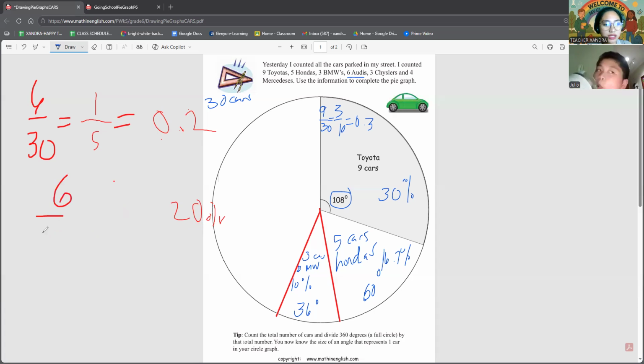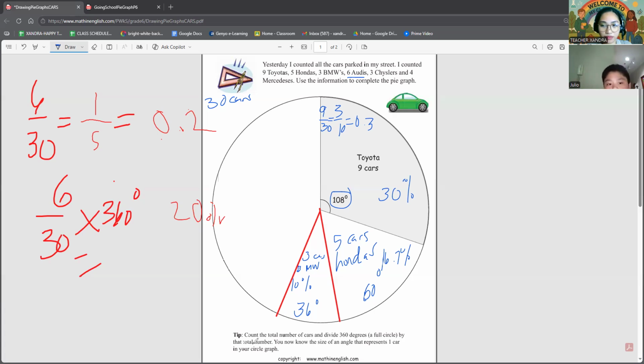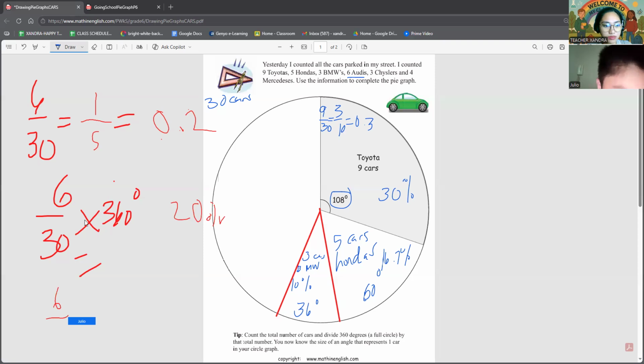Now, if you divide 6 over 30 times 360 degrees, what do you get? How many degrees does Audi have? Do it now. Okay.